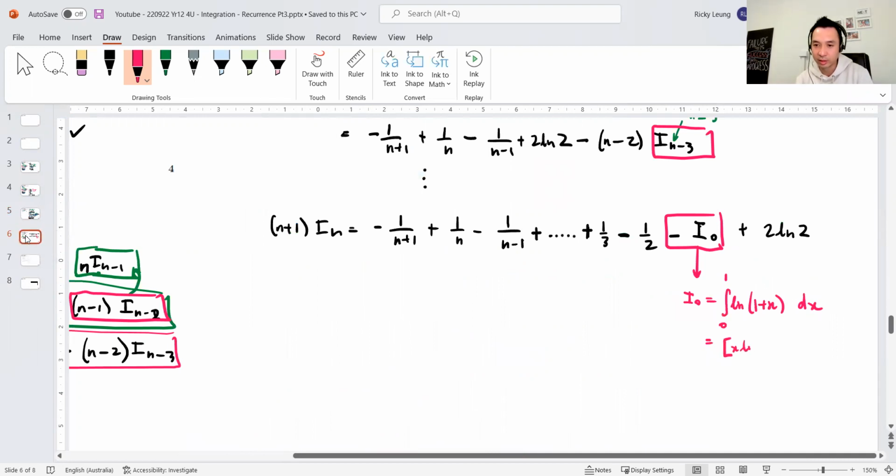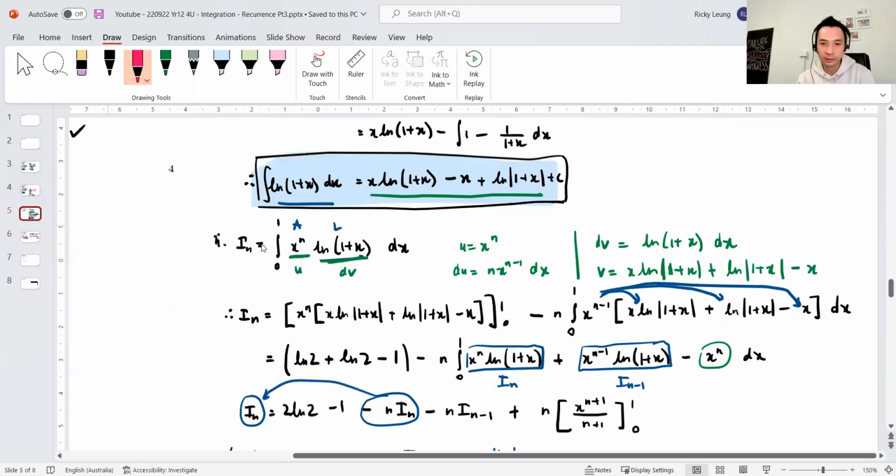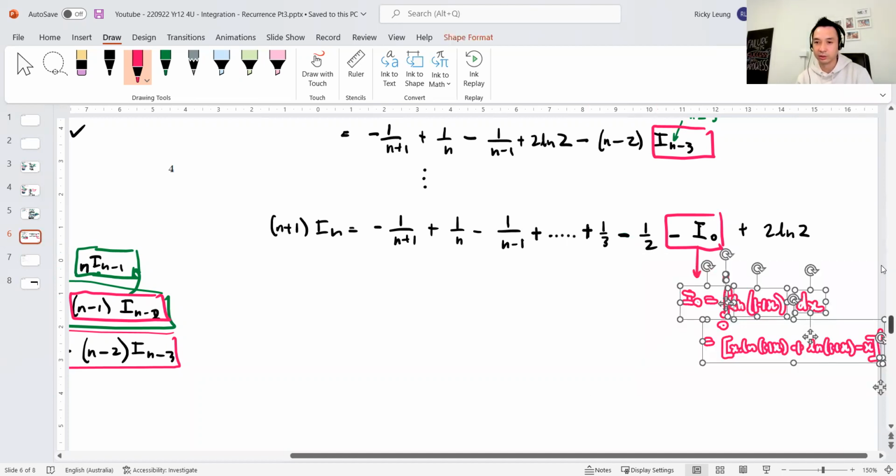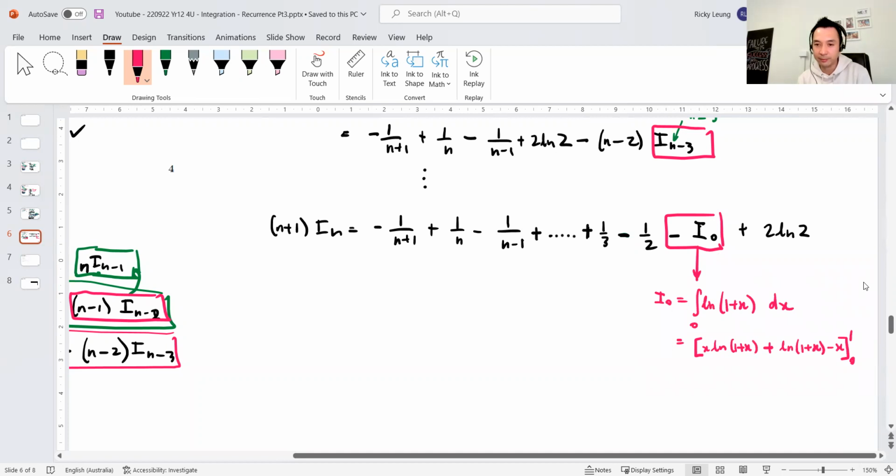So it'd be x ln(1 + x) plus ln(1 + x) minus x, I believe. Quick look. Boom, boom, boom, perfect. Good memory. Okay, and then 1 and 0. I think when you put in 1, you get ln2, so that's 2 ln2 again. And then putting in 1, that's minus 1. And putting in 0, ln1's gone.